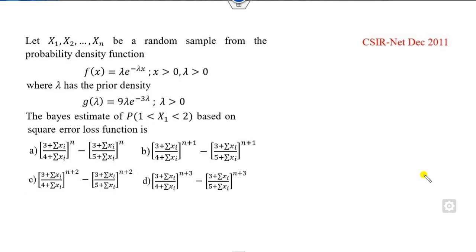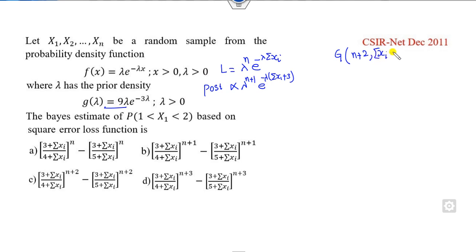Okay, look at this another one. Again the function is given to you, you can find the likelihood firstly, lambda raised to power n, e raised to power minus lambda times the sum of x i. The prior is given to you, so you can find the posterior easily. If you multiply them, 9 is a constant, so this is lambda raised to n plus 1, e raised to power of this. It follows the gamma distribution with n plus 2 and summation of x i plus 3.